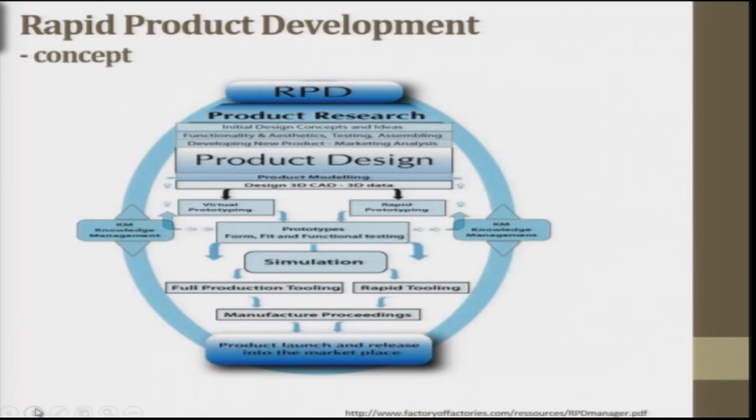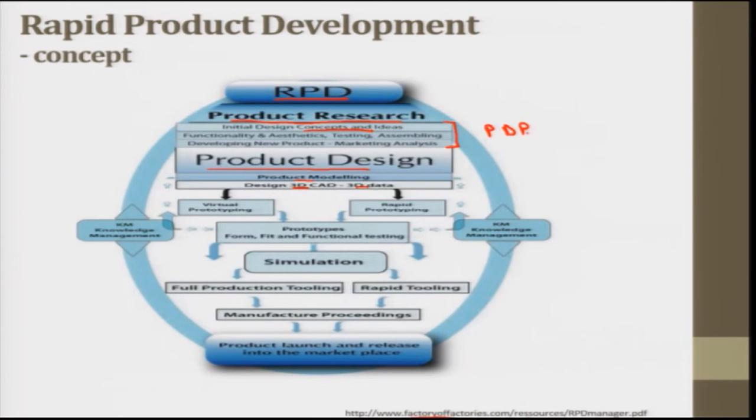Now, this is the rapid product development architecture or scenario that is taken from this reference here. What do they say? This is rapid product development, the outer circle. What do we have in between? You can see in the bigger fonts we have product research and product design. Product design is nothing but the CAD, the 3D CAD and 3D data product modeling that we saw. So, in product research, the initial design concepts and ideas.